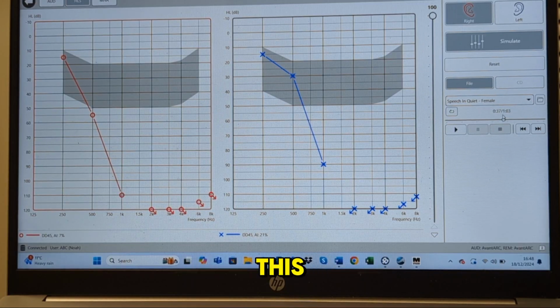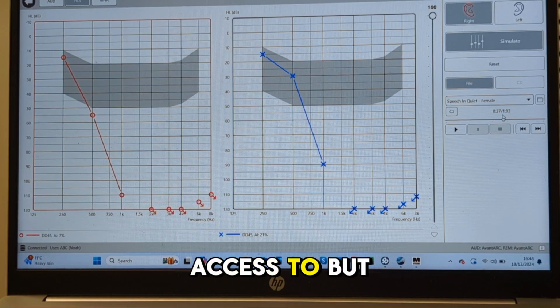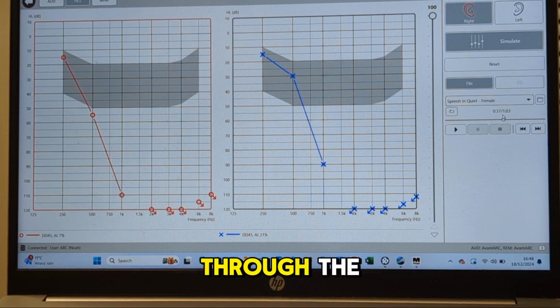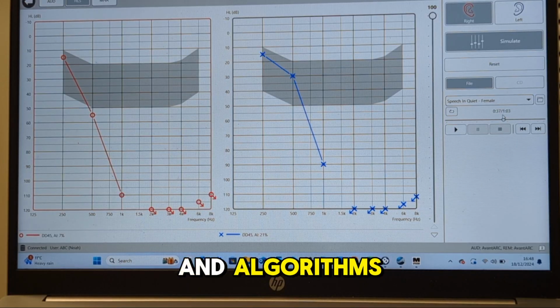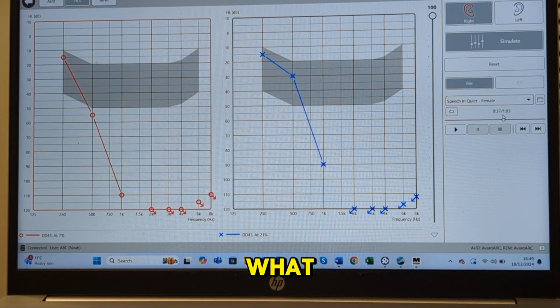But people who have used this have noticed that they are picking up phonics that they normally don't have access to. But it would probably sound quite artificial to them because it's all done through software and algorithms. So this is what we're looking at, and this is the case, and I hope you found that to be useful.